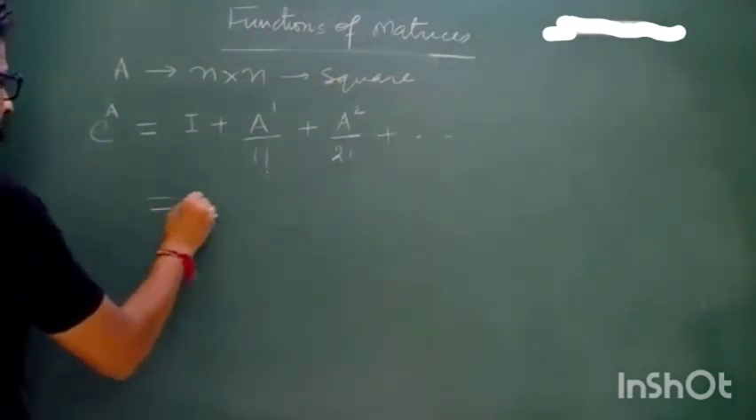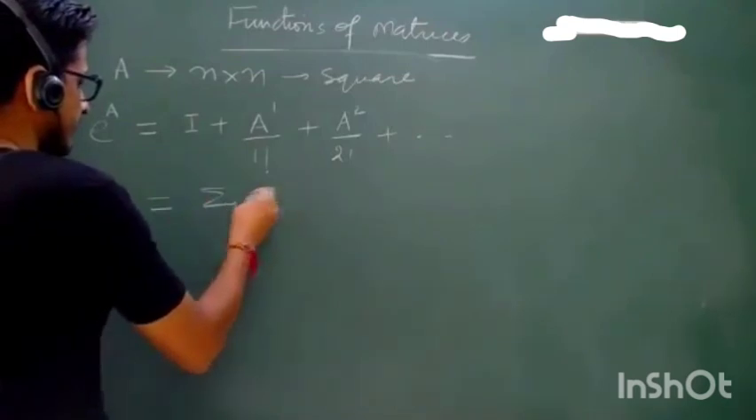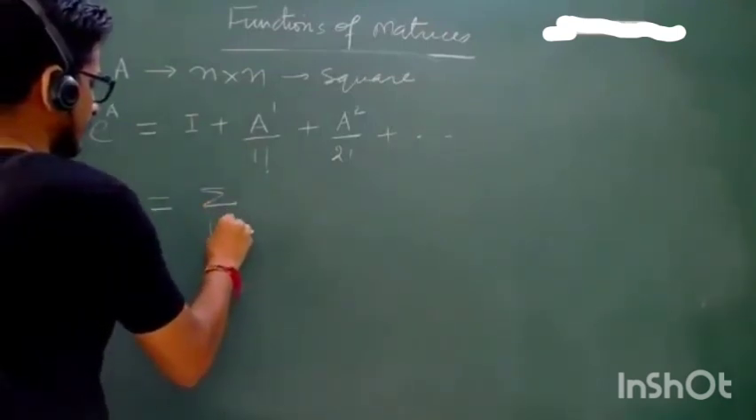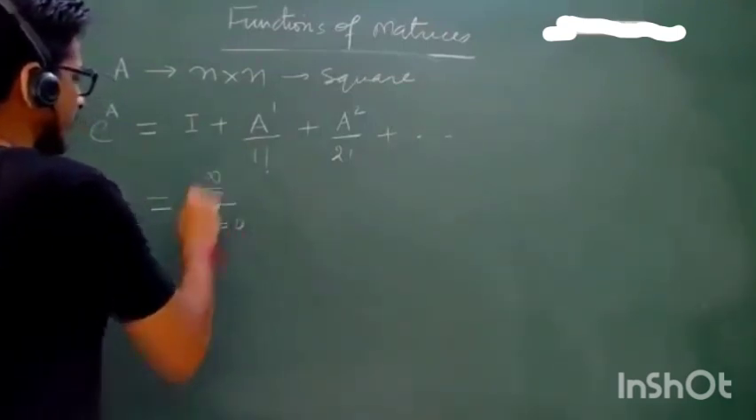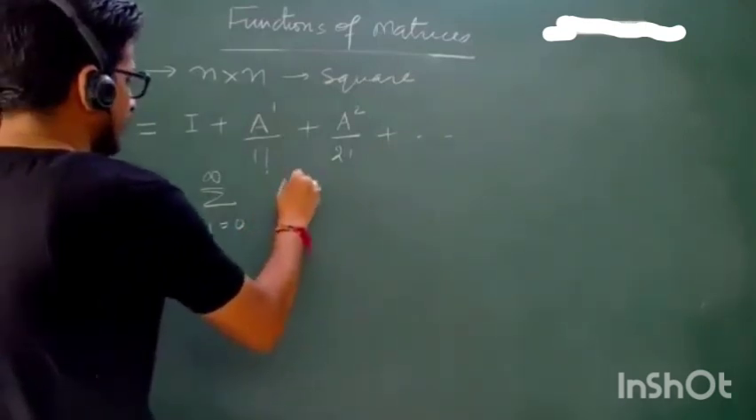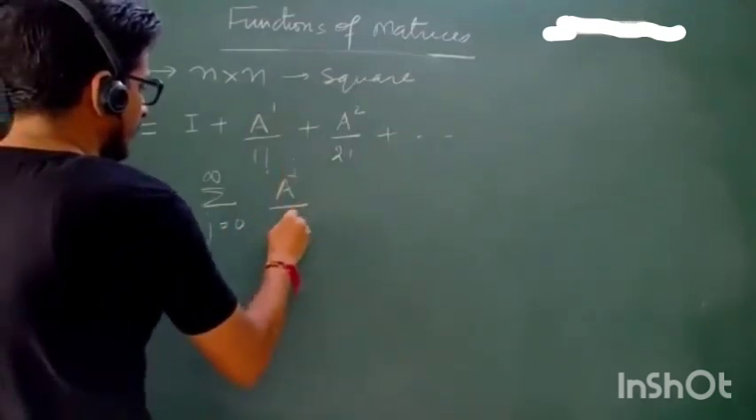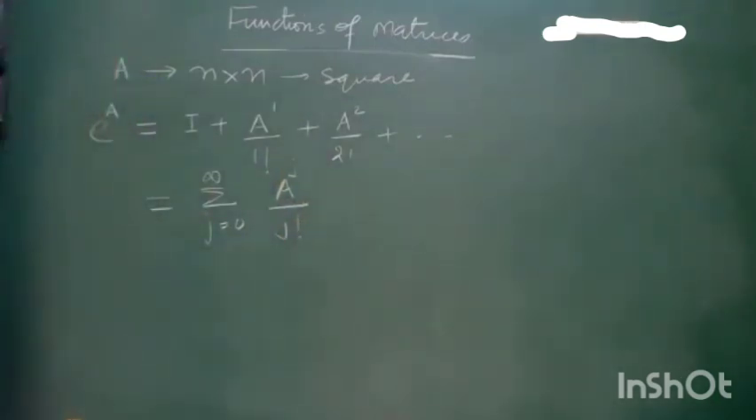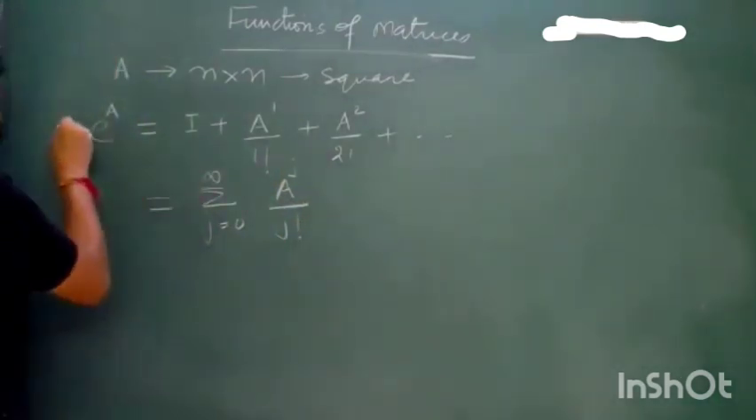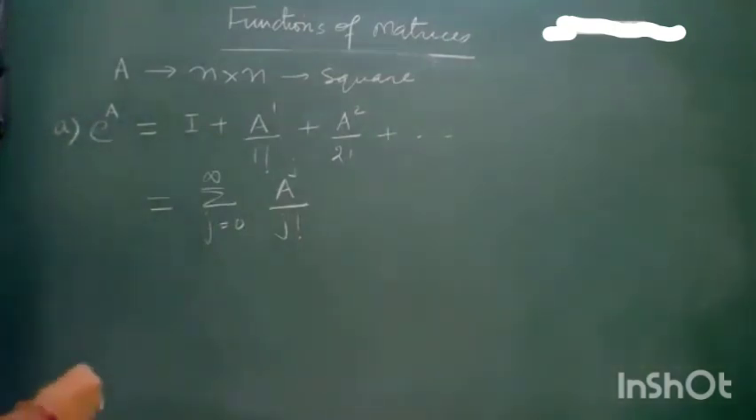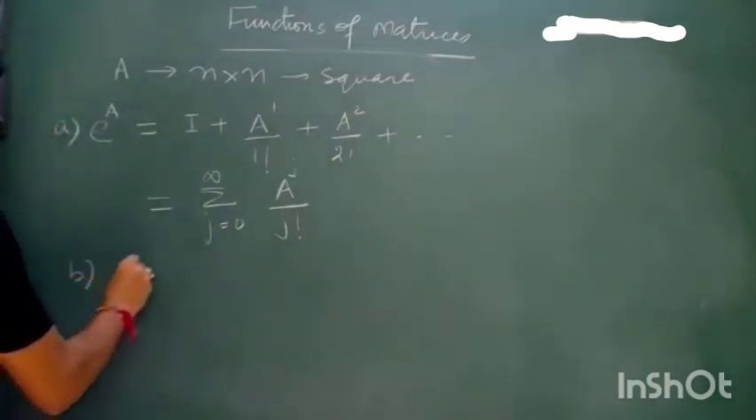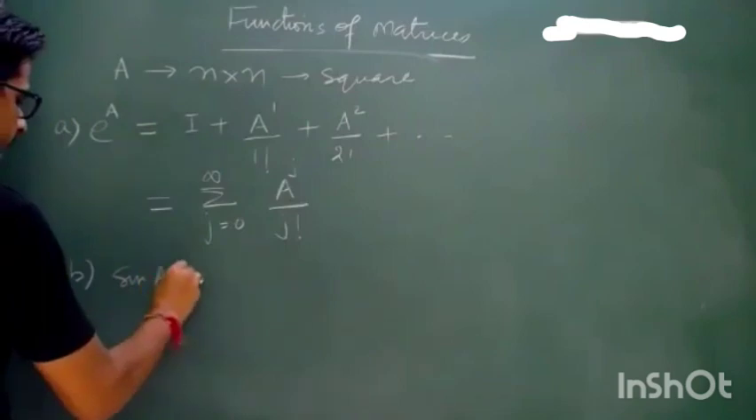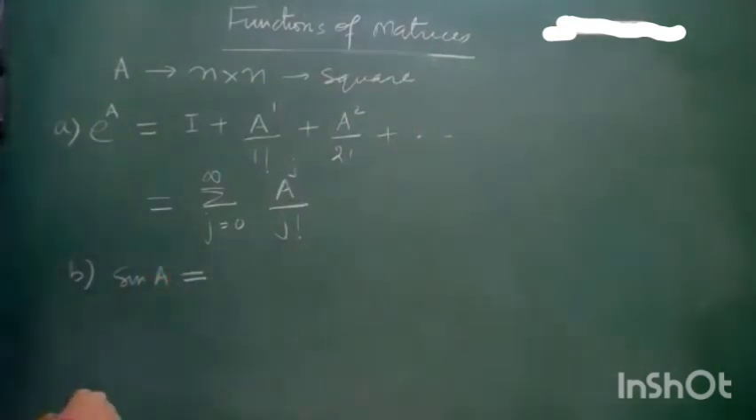So this can be written as summation, j is equal to 0 to infinity, A to the power j over j factorial. You agree with this? So this becomes the exponential series for a matrix. So similarly, we can write sine A also, and we can write cos A also.